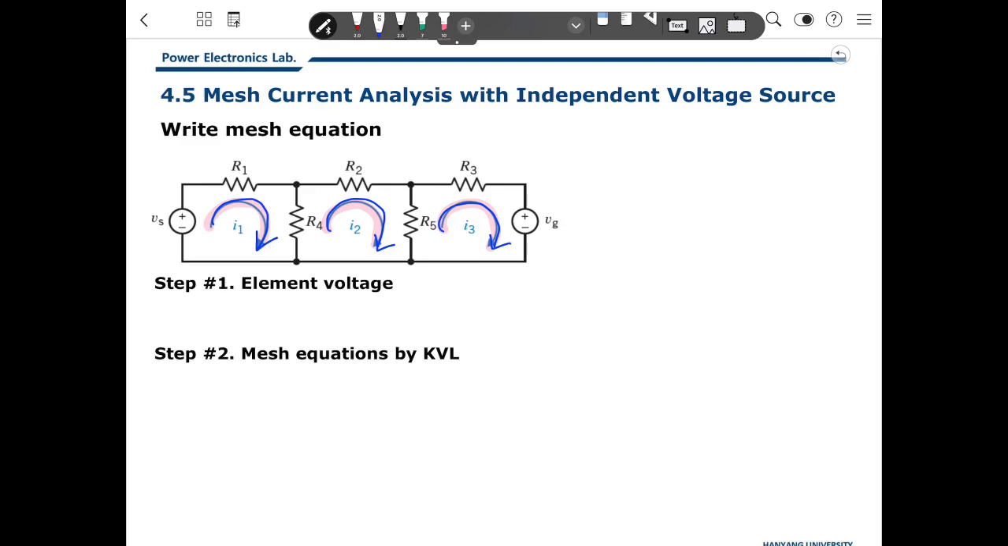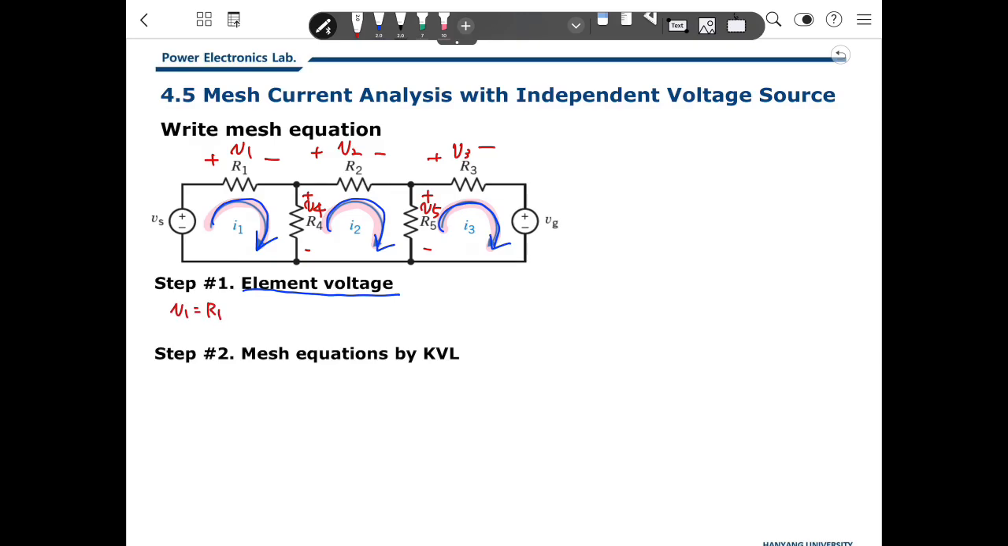Then we should define the element voltages, because we will apply the KVL. We need to know all voltages, so we need to define the voltage of each element. I'd like to define V1, V2, and this is V3, and this is V4, and this is V5. Then I can choose it.